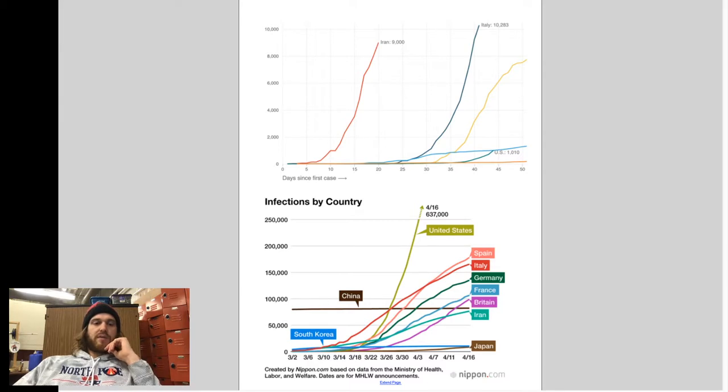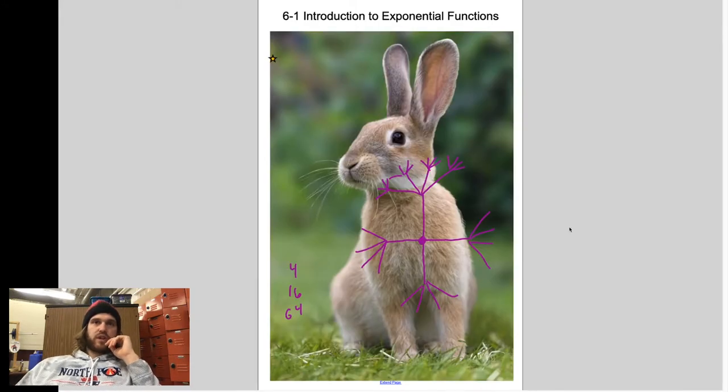Okay, so how do we graph these, and what do they look like? An exponential equation or function is going to look like y equals some number b to the power x. So our independent variable, x, is actually an exponent in this case.